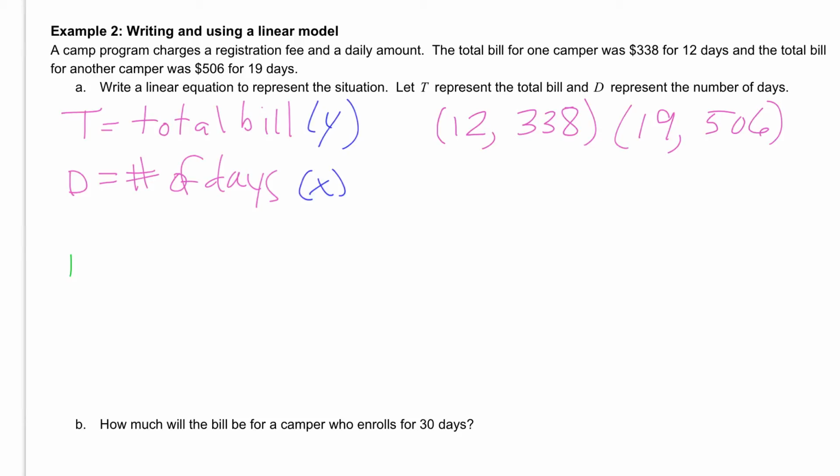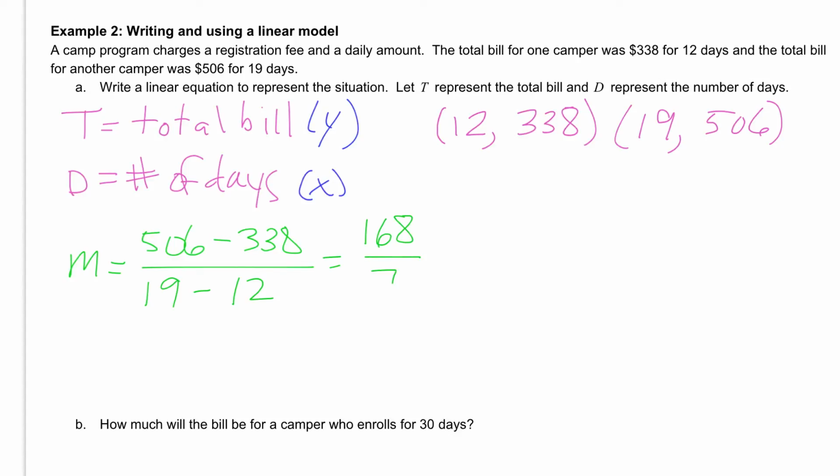So let's go ahead and find our slope. To find our slope, we're using our slope formula, which means we're going to subtract the y values first. So on the top, we have 506 minus 338. And on the bottom, we have our x's that we're subtracting, which is 19 minus 12. 506 minus 338 will give us 168 on the top, and 19 minus 12 will give us 7. And 168 divided by 7 gives me 24 as my slope.